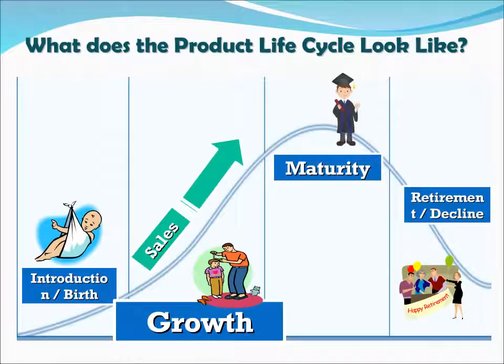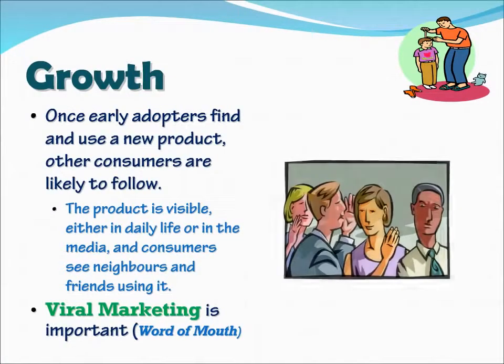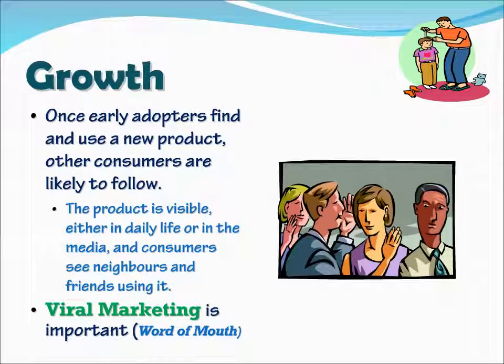Which now brings us to the growth stage. Yes, you can see the sales starting to increase. The growth stage occurs after these early adopters buy it and they start telling their friends, right? Word of mouth and viral marketing are so important in the growth stage. You want all these people who bought the product originally to tell their friends how awesome your product is, right? So all these other consumers are likely to follow those early adopters.